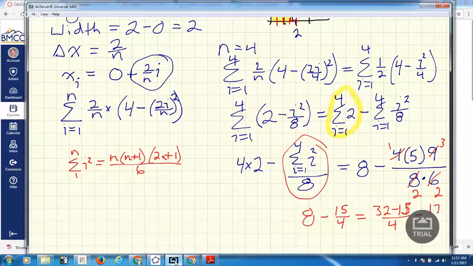So it looks like the answer is 17 fourths. So 4 goes into 17 4 times, so it's about 4.25 is what we believe the area to be there, if we use 4 rectangles. So I'm just going to double check with GeoGebra here.